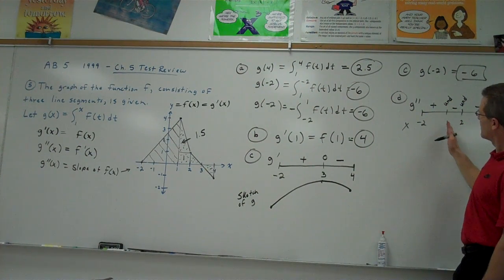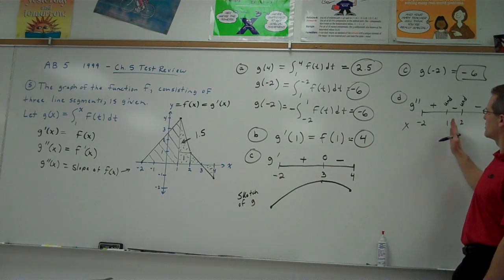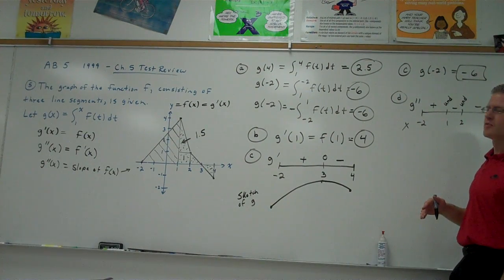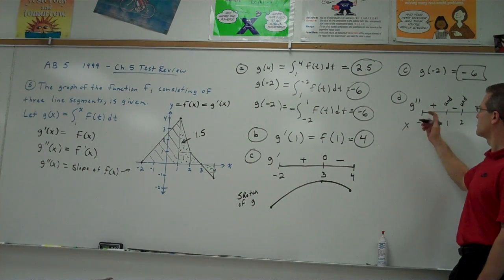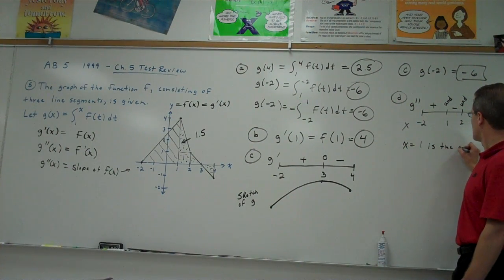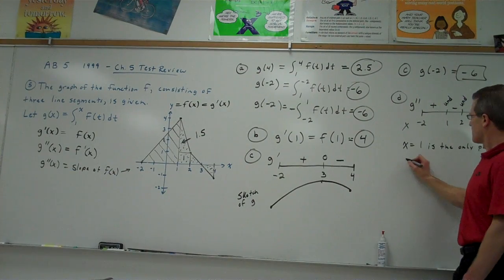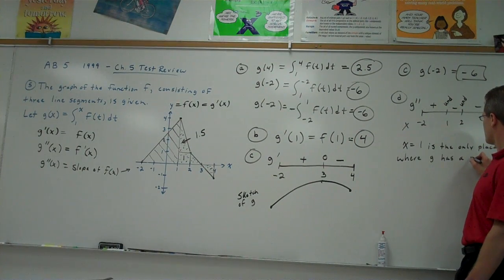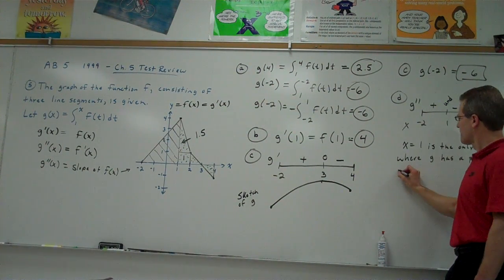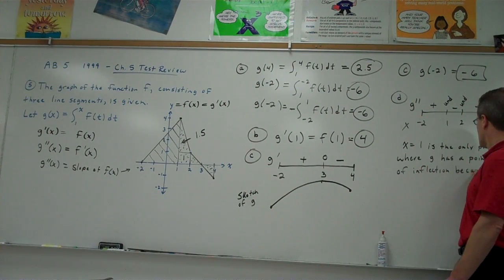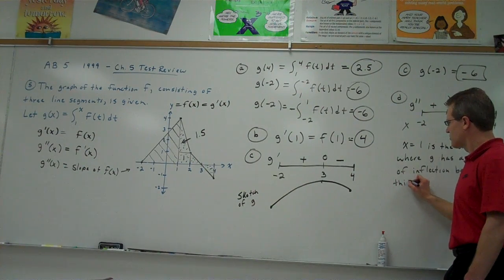Question is, they tell you that there's undefined second derivative at x equal 1 and x equal 2. Which of those are points of inflection on g? Only at 1, because that's the only place you see a switch in the sign, right? So x equal 1 is the only place where g has a point of inflection, because this is the only place g double prime switches signs.